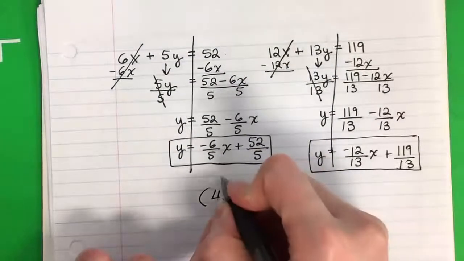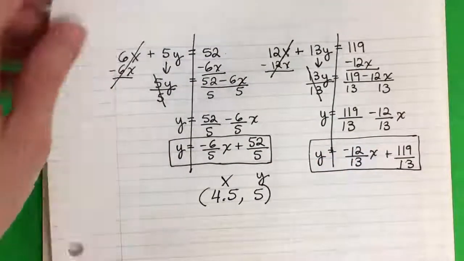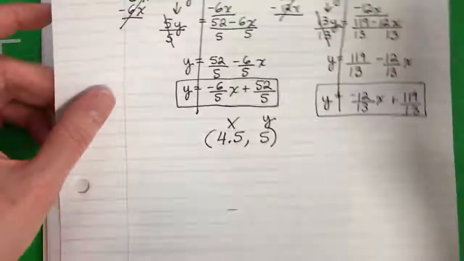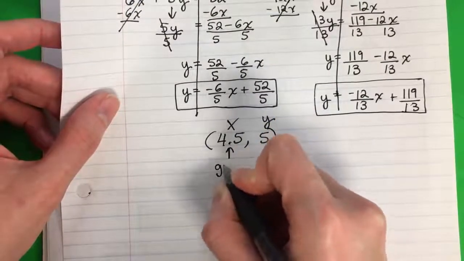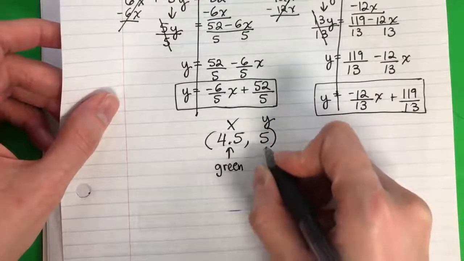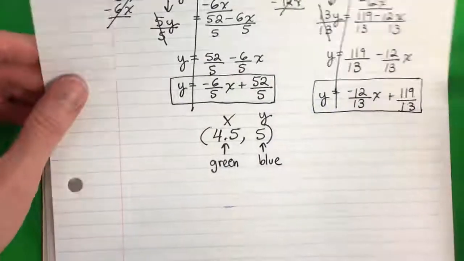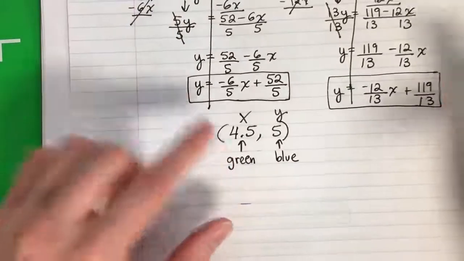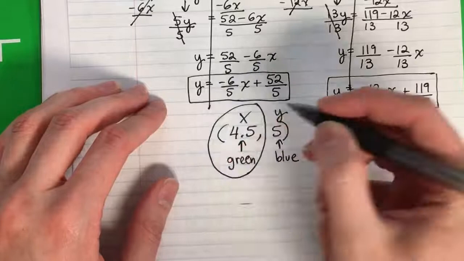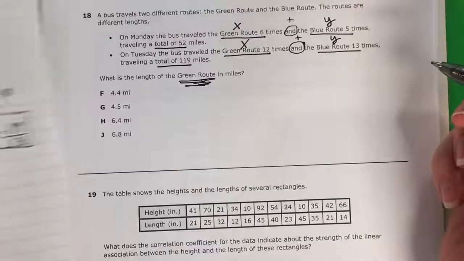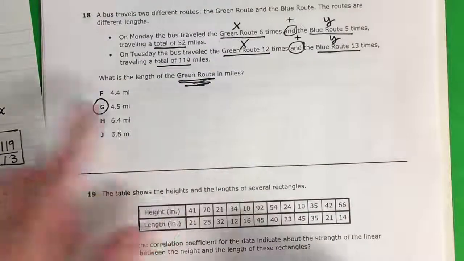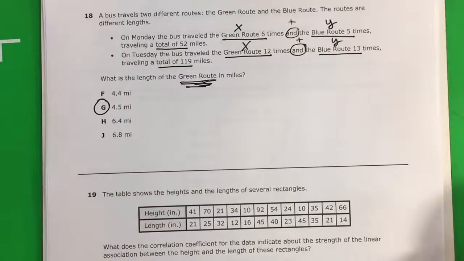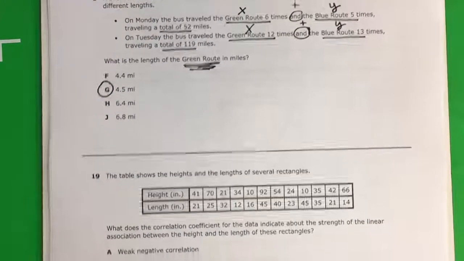Okay, so this is X and this is Y. And do you remember here I said X is green and blue is Y? So they said, what is the length of the green? So this is green, 4.5. So the answer is G, 4.5. Okay, so make sure you copy this if you need to. Okay, number 19 I'm going to skip.